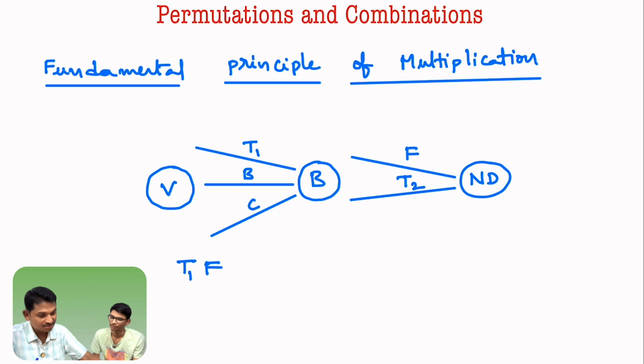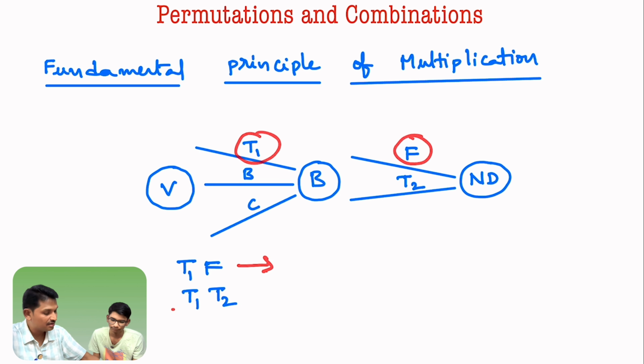What are those 6 ways? This is the one way: train and flight. Next, you will catch the bus to Bangalore. Do one thing: first train 1, and you will reach Bangalore, and then again a train, the second train. Right? So, this is one way, correct? This is one way of reaching New Delhi. Train and then flight. Second one is train 1 and then second train. 2 ways are over. Third one.